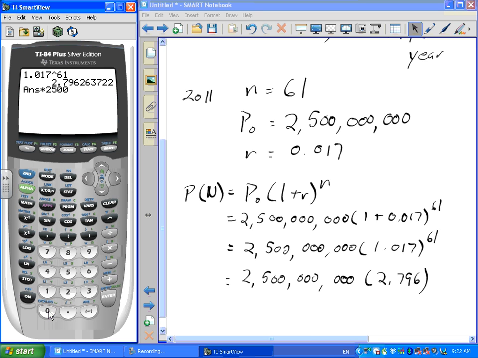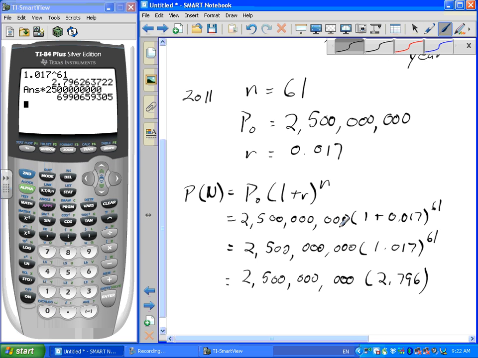Make sure you put the number in properly. It's going to be hard to read. But according to that growth rate model, there's going to be 6,990,659,305 people in the world.